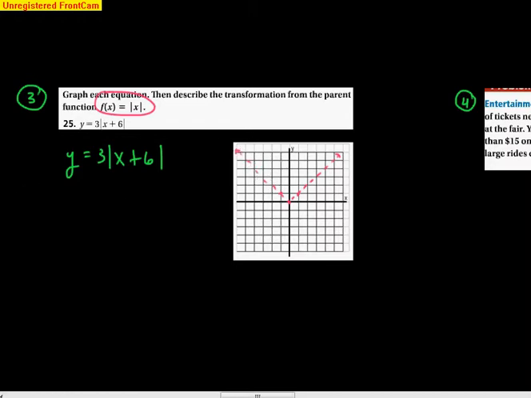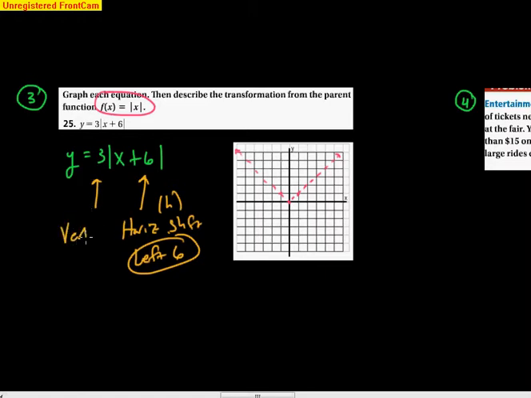And now, let's take a look at how this parent function is going to be transformed. What do each of these things mean? First, let's look at these two numbers. We have a plus 6 inside with the x. This is a horizontal shift. It is your h value. You do the opposite. Plus 6 actually means left 6. This 3 out in front is an a value. That means it's a vertical stretch or shrink. And because 3 is bigger than 1, it's a stretch. Vertical stretch. Everything's going to be elongated by 3.